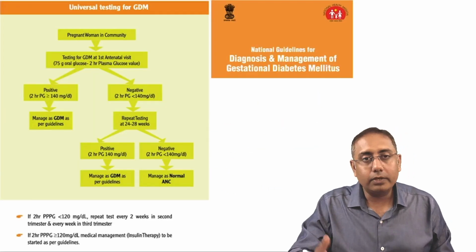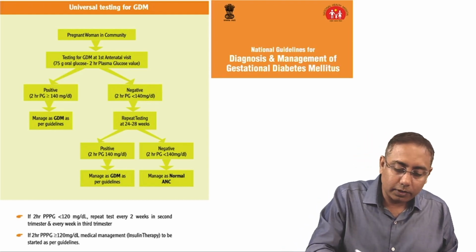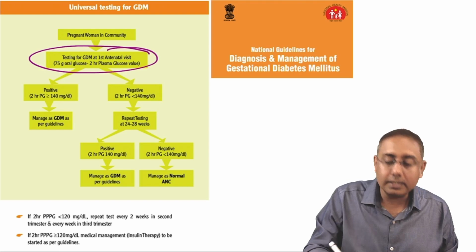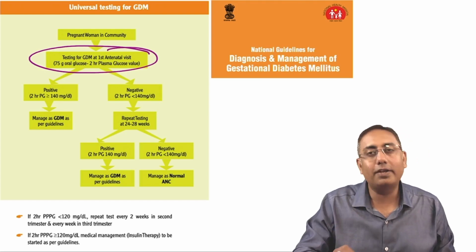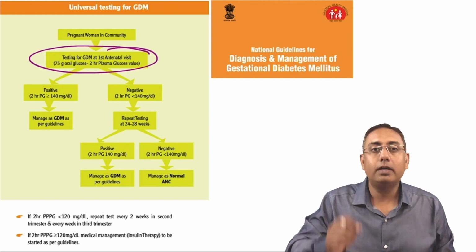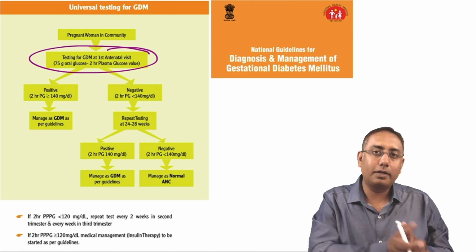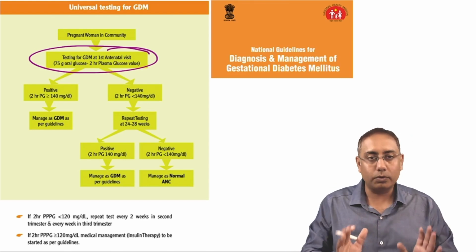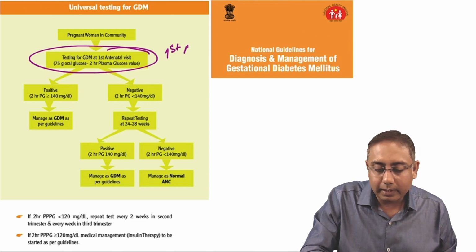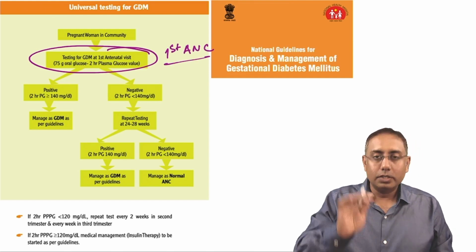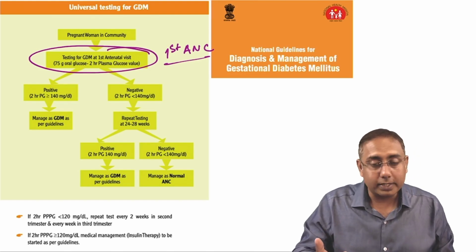Please, I would also like to tell you about gestational diabetes mellitus. The testing for gestational diabetes mellitus is at the first antenatal visit using 75 grams of glucose, with a 2-hour plasma glucose level. So after giving 75 grams of oral glucose, a 2-hour plasma glucose level is checked. This is done at the first antenatal care visit. So this is one of the revisions, and it has been asked a couple of times in your exam, right?